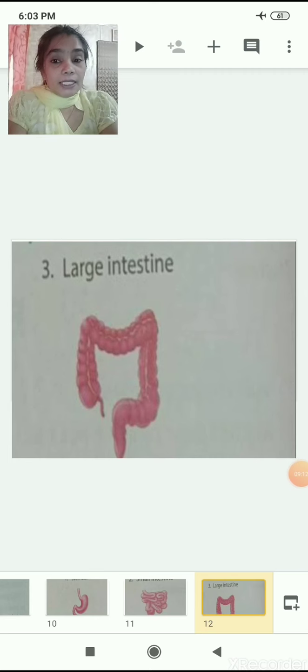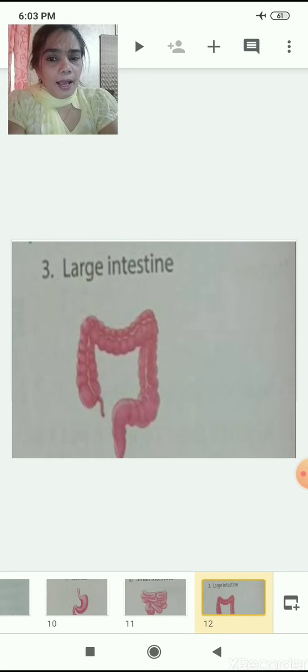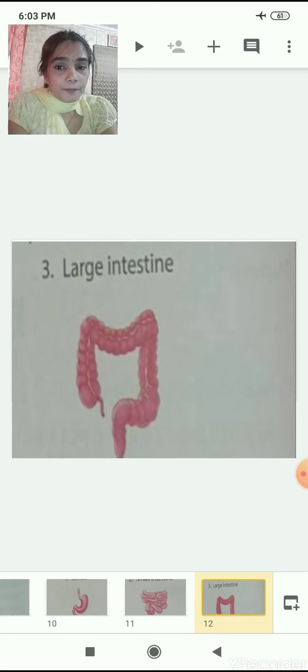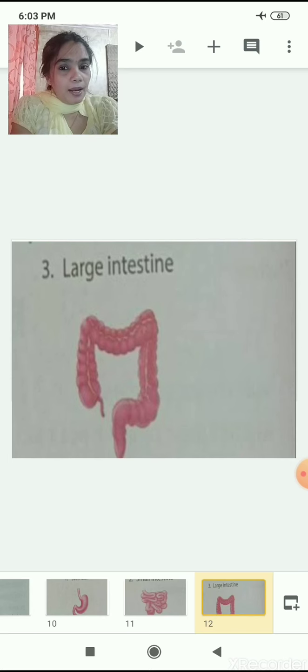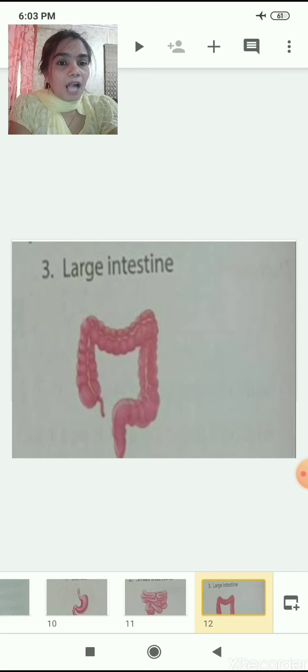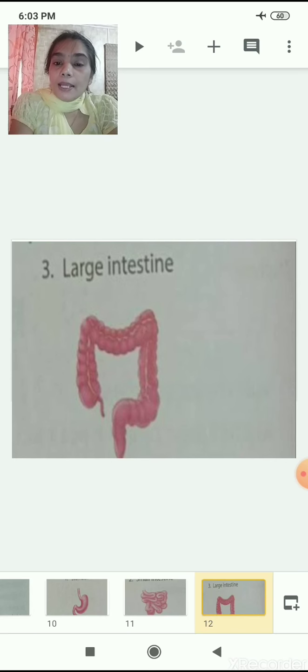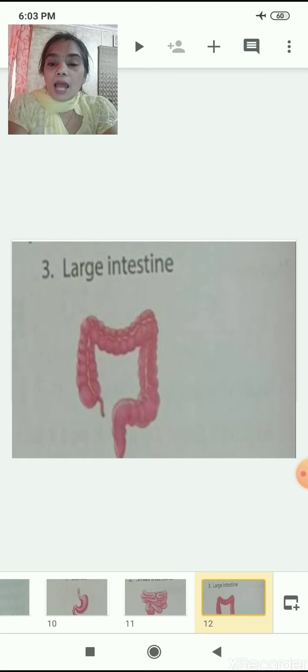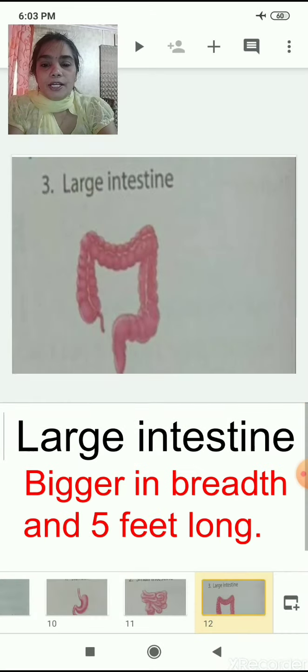So children, the digested food is passed into the small intestine. Now what happens to the undigested food? Yes, some parts of food cannot be digested by our body. So this is called undigested food. What will happen to this food? They pass into a pipe-like organ called the large intestine. So look at the picture. Yes, this is the large intestine.